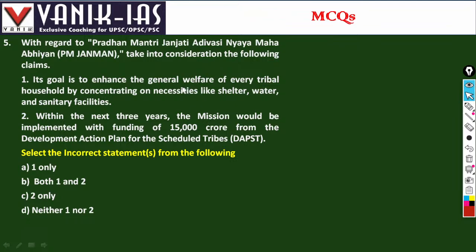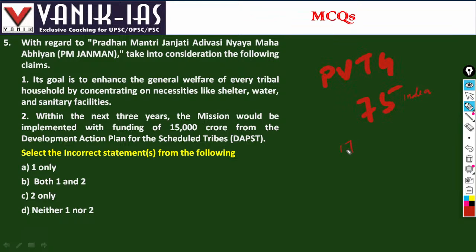This is for the PVTG. Okay. So this program is for the PVTG, particularly vulnerable tribal groups. Remember this very important program. So this program is for the PVTG, which number is 75 in India.